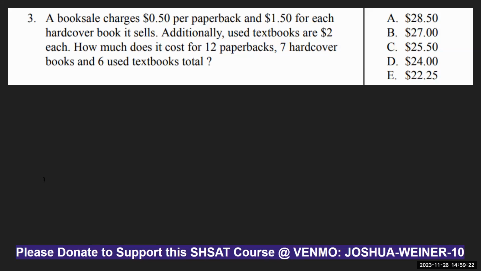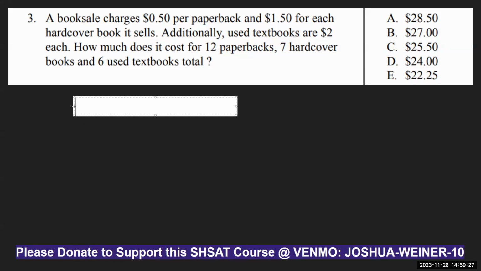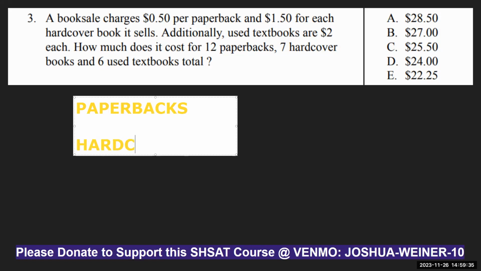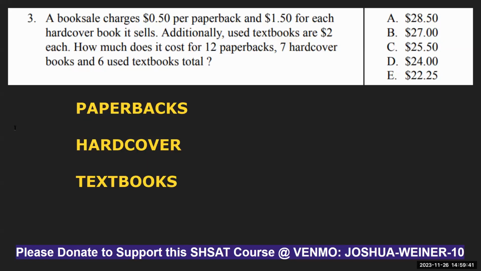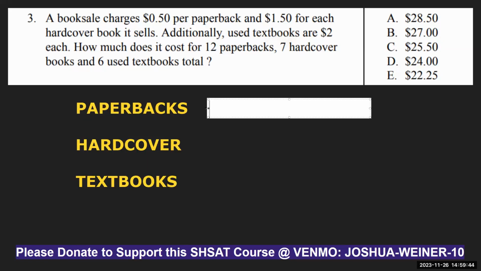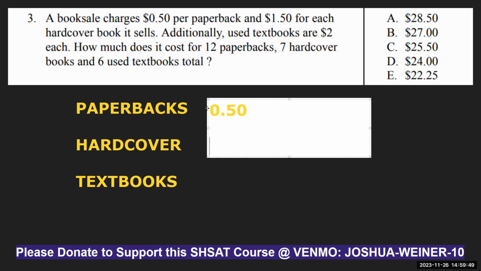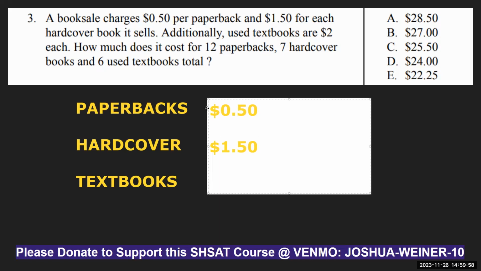Let me explain. All right, so we have 3 different items on sale: paperbacks, hardcover, and textbooks. So do them as separate orders. So let's see. Paperbacks are 50 cents. Hardcovers are $1.50. Let's put up the nice US dollar symbol. And $2 for a textbook.